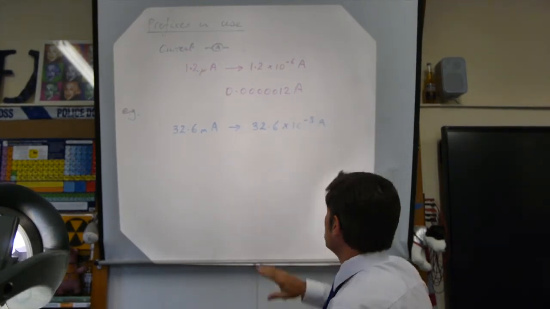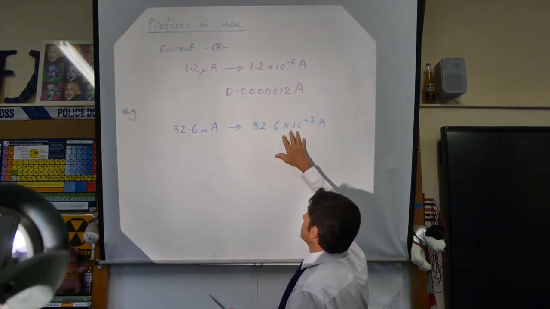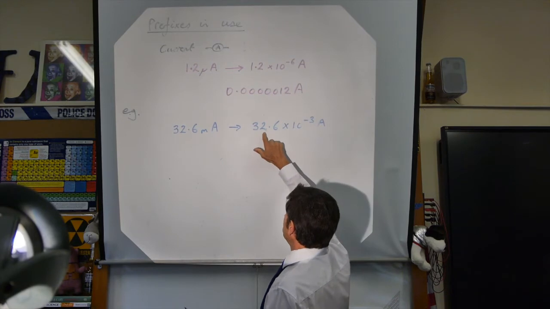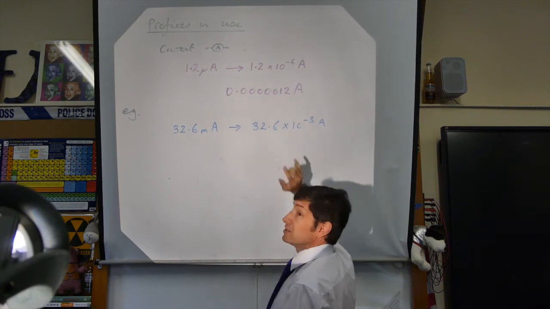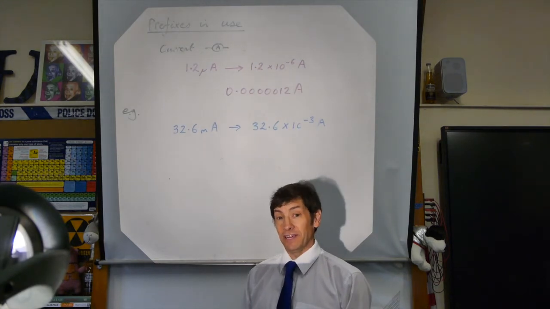amps. And can you see why that's so useful? We can just get rid of the milli and put 10 to the minus 3 in, and we put 32.6 times 10 to the minus 3 into our calculator. So we're definitely calculating in amps.